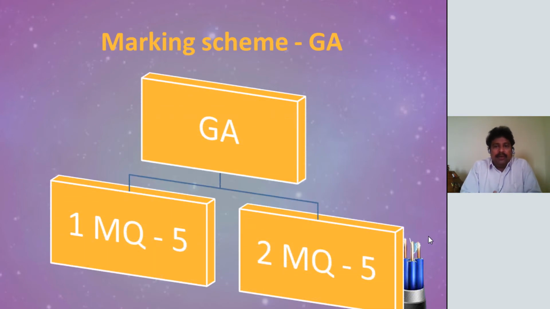Now we talk about how the marking would be given. General aptitude would be evaluated for 15 marks.